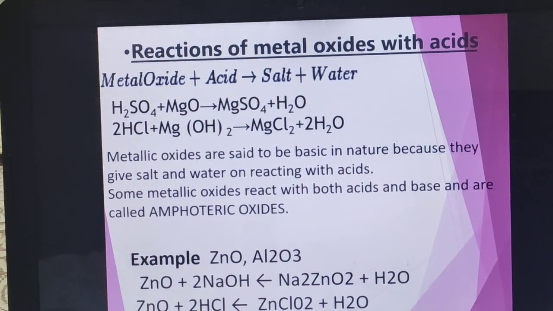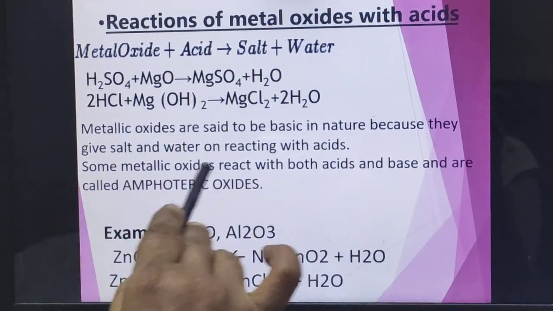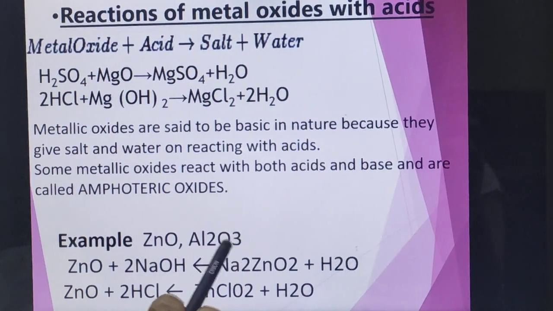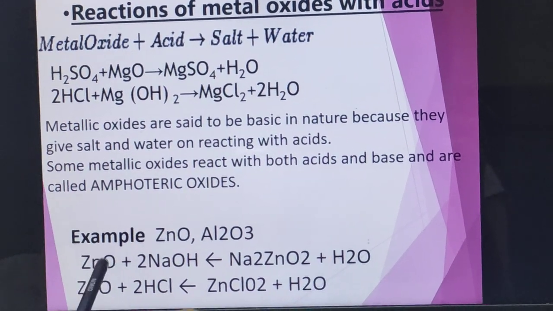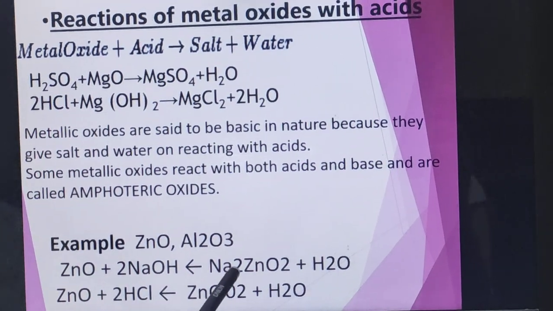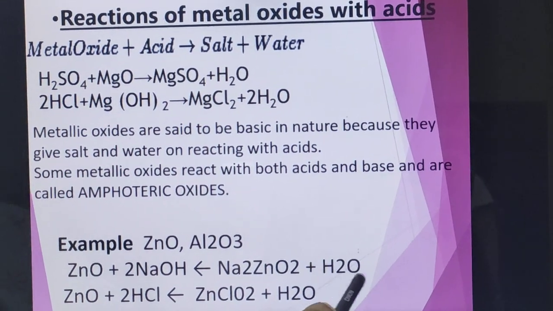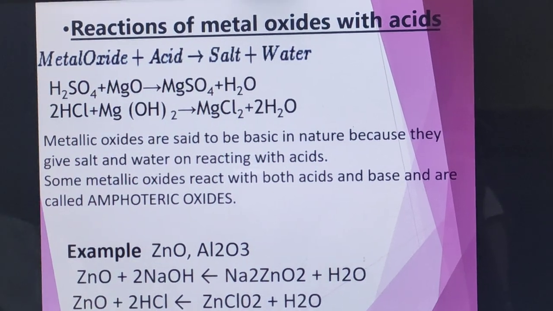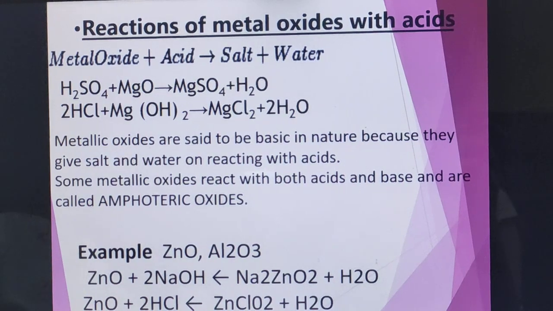Now, a few metallic oxides react with both acids and bases, and they are known as amphoteric oxides. Examples: zinc oxide and aluminium oxide are known as amphoteric oxides. Here I have taken the example of zinc oxide. Zinc oxide reacts with NaOH. It will give you sodium zincate plus H2O. In the same way, zinc oxide reacts with HCl, and will give you zinc chloride plus H2O.